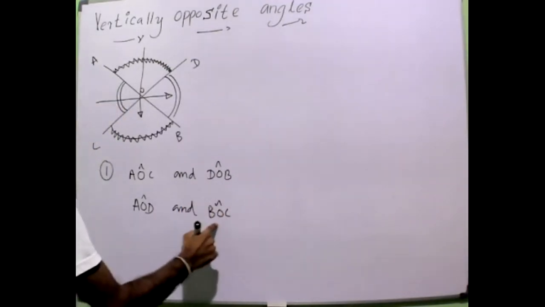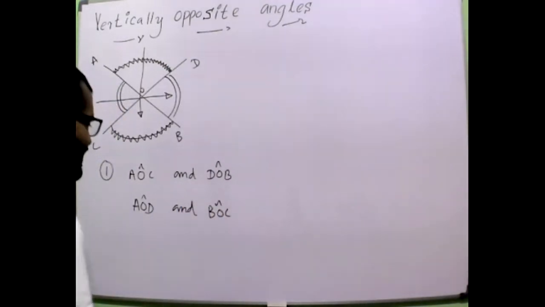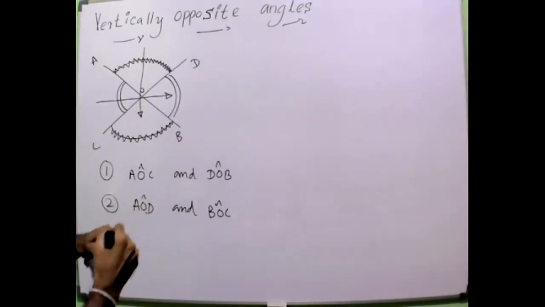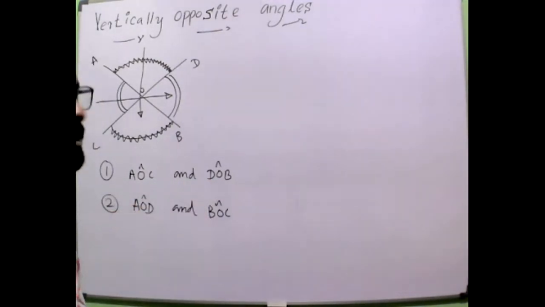This is date of birth. This is Bank of Ceylon. Just kidding. So these are the two pairs of opposite angles.